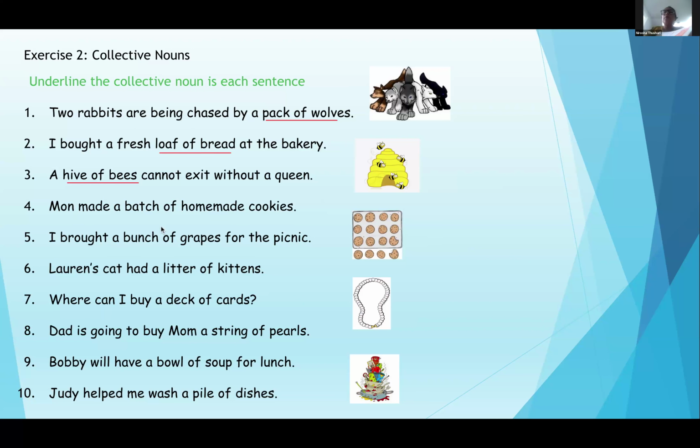Which is the collective noun here? Batch of homemade cookies. Almost correct. Batch of. Yes. The collective noun here is a batch of homemade cookies. So we can see that the main noun is the homemade cookies. It goes with the word batch of in front of it to make the overall collective noun, a batch of homemade cookies. All right. For the fifth question.